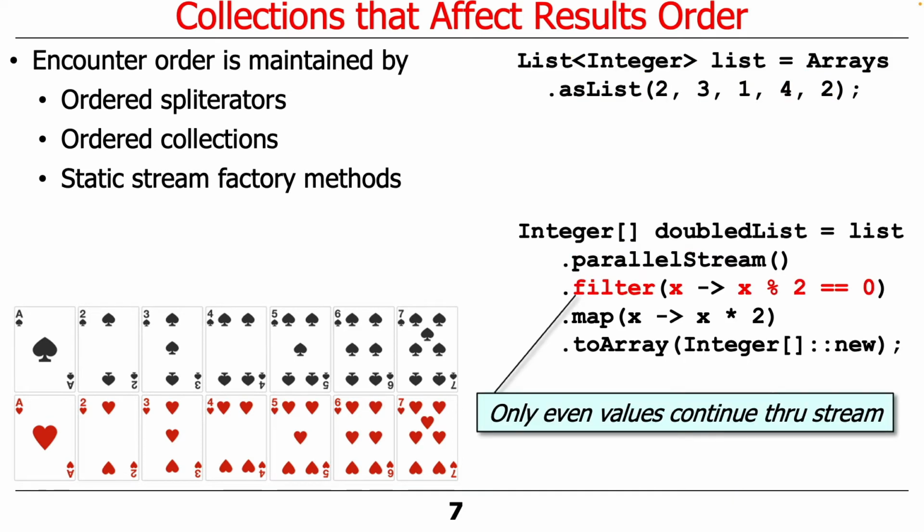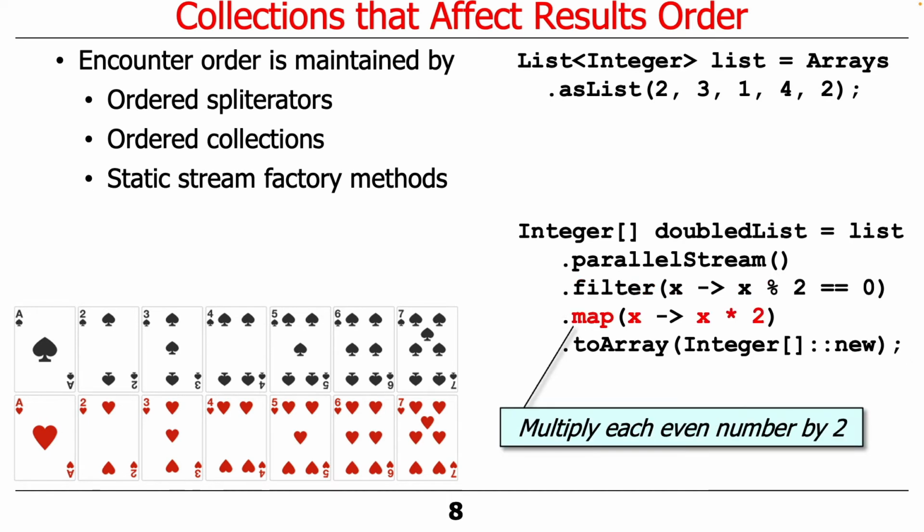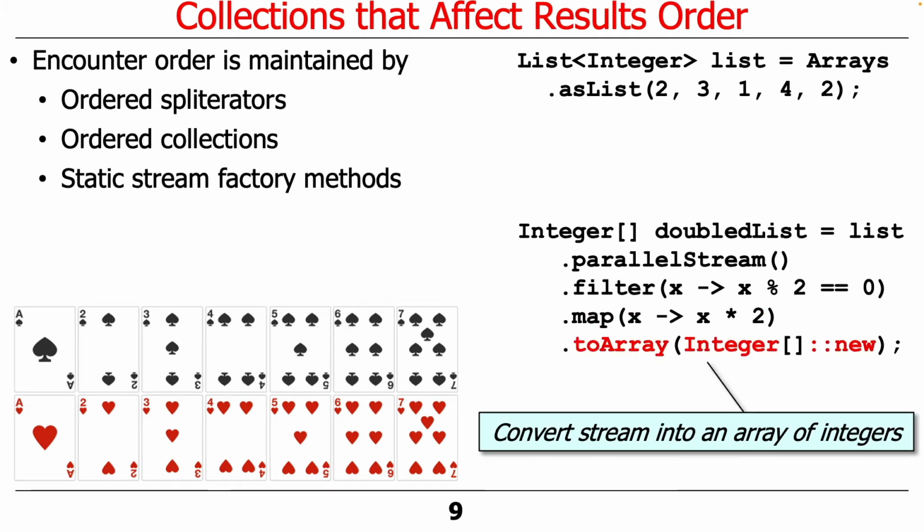So in this particular case, we're going to only allow even numbers to continue through the stream. So if you mod the value of one of these things by 2 and you get 0, that's an even number, so that can continue. We're then going to go ahead and multiply even numbers by 2. And when we're done, we're going to create an array of integers. That's what this terminal operation does, toArray. It creates an array of integers, and that's what gets stored here.